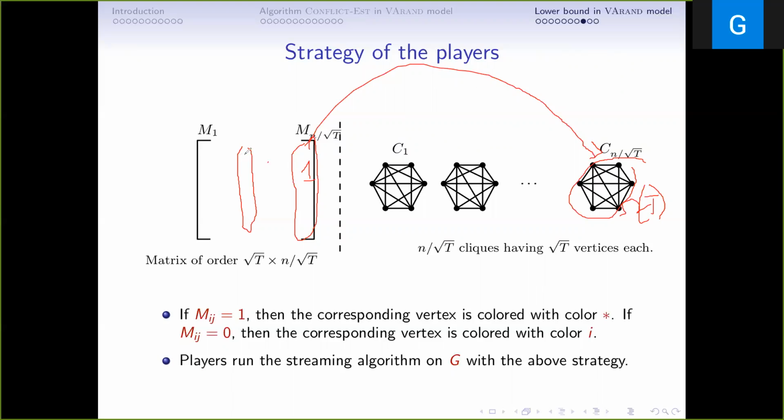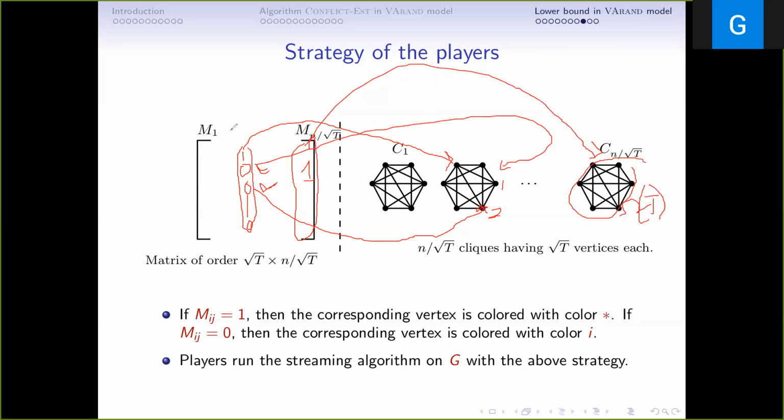So how will we ensure that? Consider a column where there is only one 1 and the remaining are 0, and consider its corresponding clique. For two zeros in the same column, we give two different colors to the corresponding vertices, so that the zeros won't be responsible for monochromatic edges. For example, if we color one with color 1, we color the other with color 2. So zeros won't be responsible for monochromatic edges.